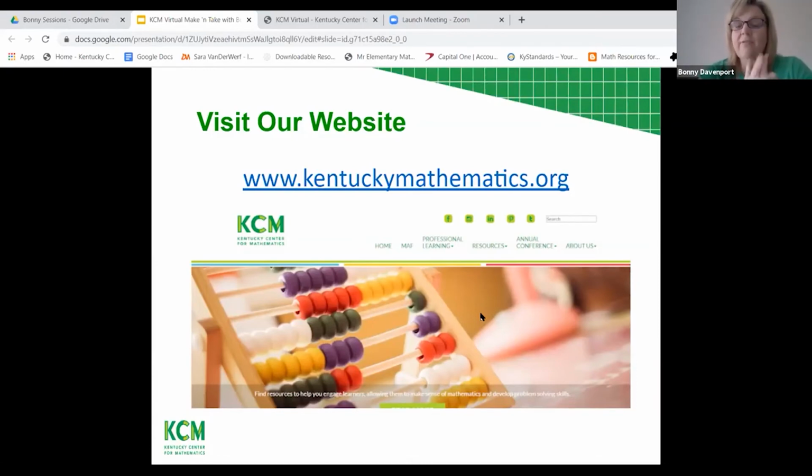And then check us out if you want to know who is in the Kentucky Center for Math or who is around you in your region. You can check us out and see who is a part of the KCM.